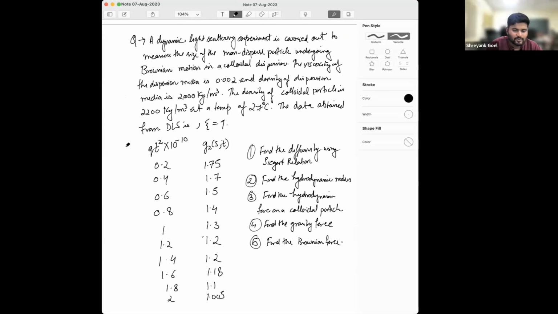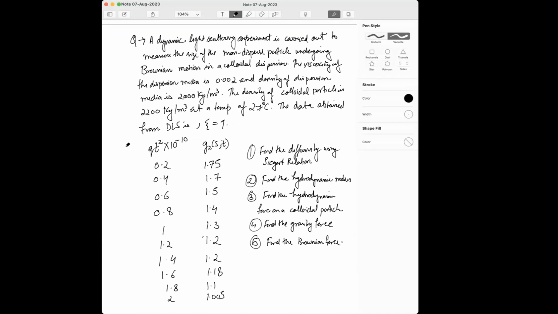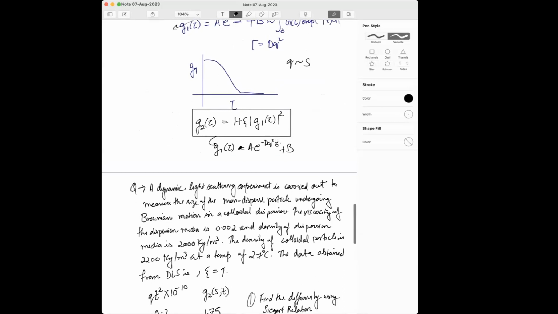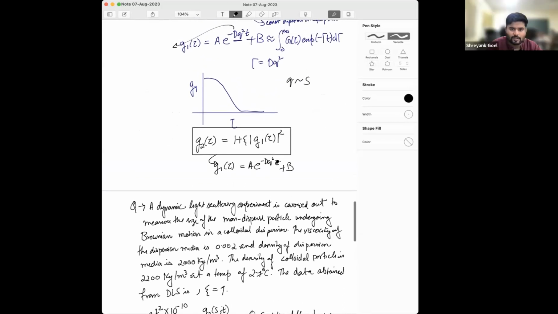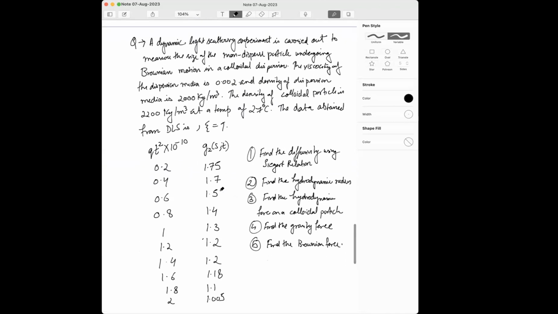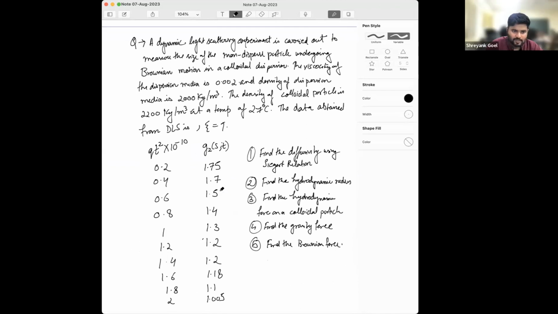Kaushika, you can use some tools also, Excel or something. Yes, sir, I can understand the question, but I don't know how to solve. I will solve. Yeah, you have a relationship, you have this data, you have to correlate and find this. If you find out the diffusivity, then other things are simple.